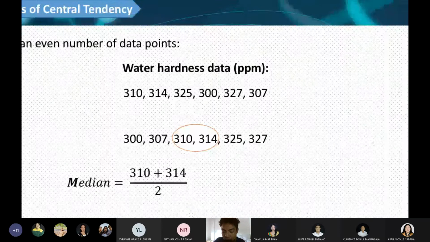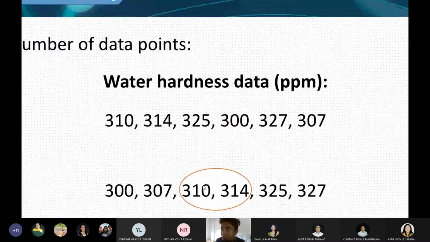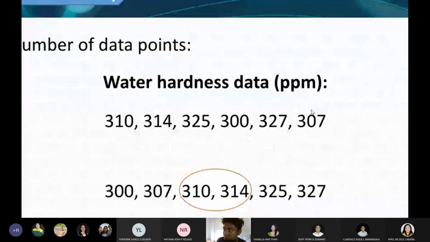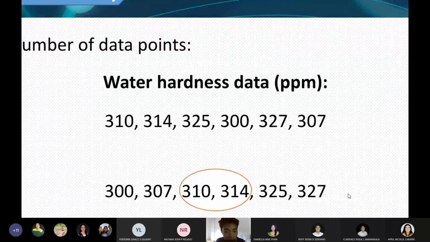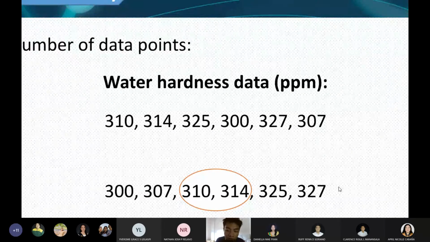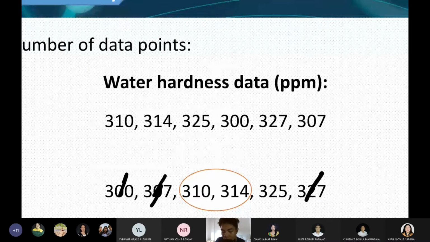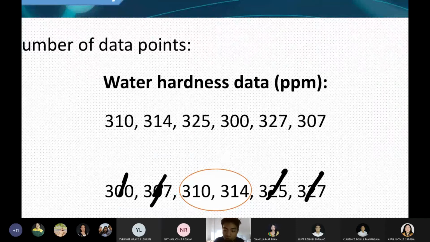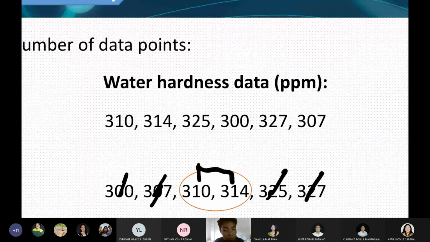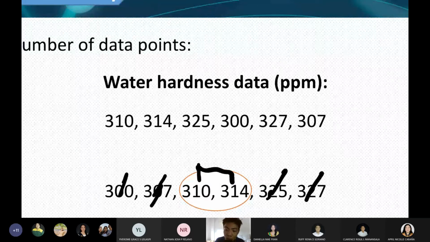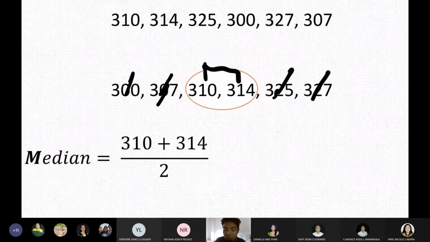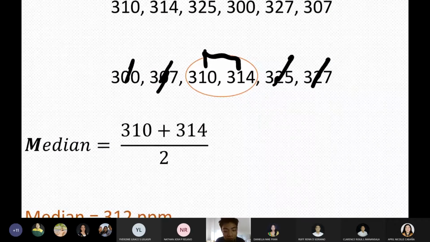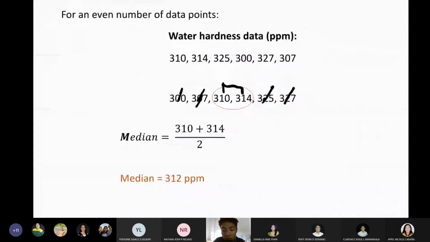What if even yung numbers mo? So, let's say we have these data points. We have 6 data points here. So, you arrange them from lowest to highest. Then, you cancel out the outer data first, no? Yung nasa labas, cancel. Followed by kung ano yung nasa loob. And then, since ito ay even numbers, yung nasa middle mo ay dalawang numbers. Yun yung matitira. So how are you going to get the median? You get the average of the two numbers left in the middle. So kunin mo yung average niyan. So that will be 310 plus 314 divided by 2. So that will be 312 ppm.